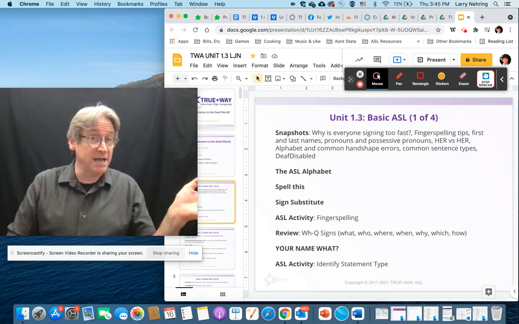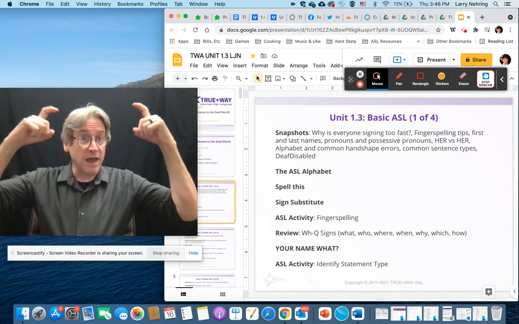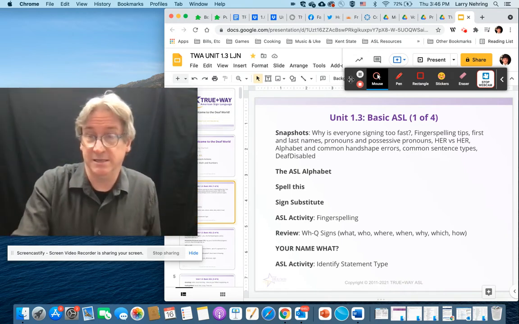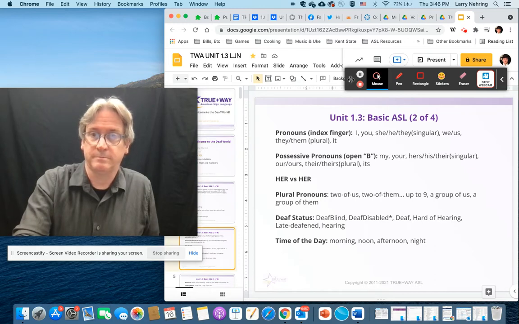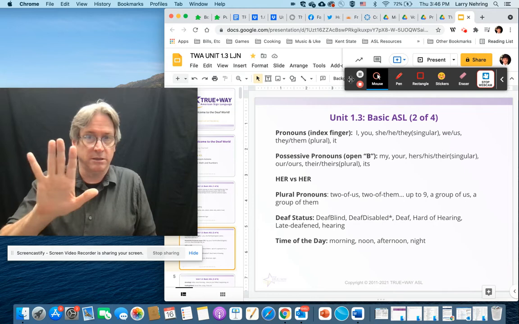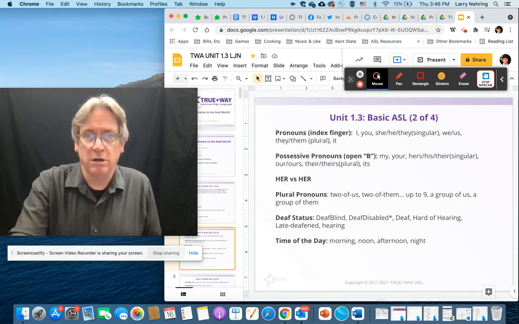Ideally, even if you don't know the signs, you should be able to know what kind of sentence it is based on the eyebrow movement and the non-manuals. Again, we'll go through pronouns using the pointer finger and using the possessive pronouns, the her versus her.